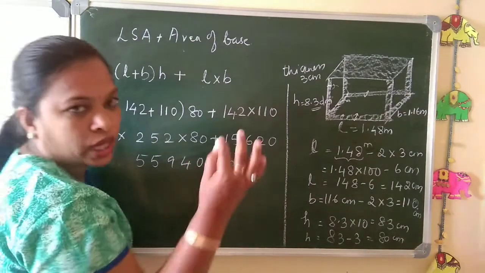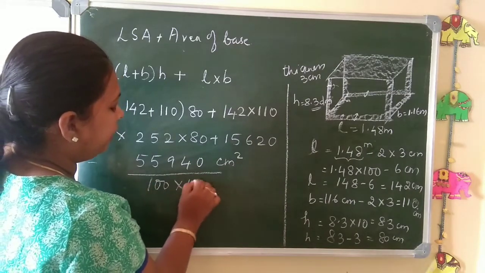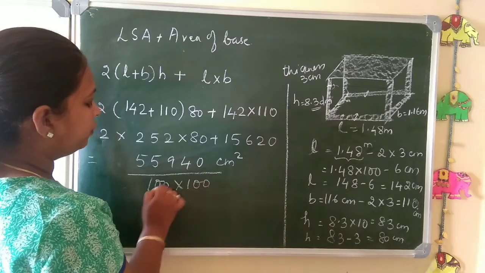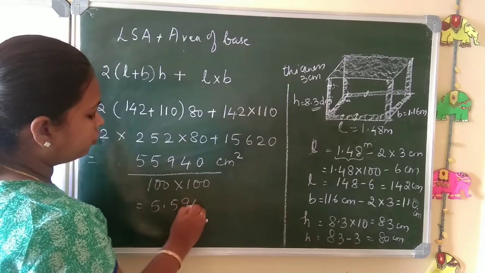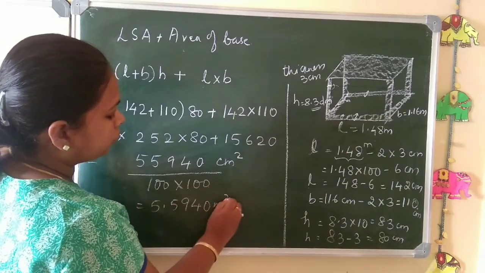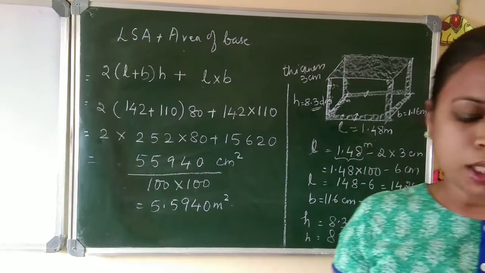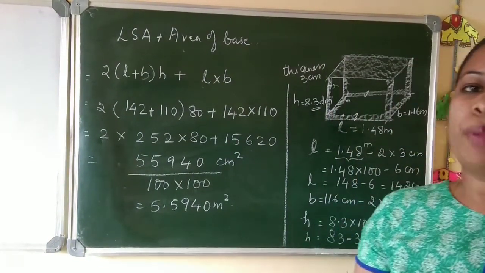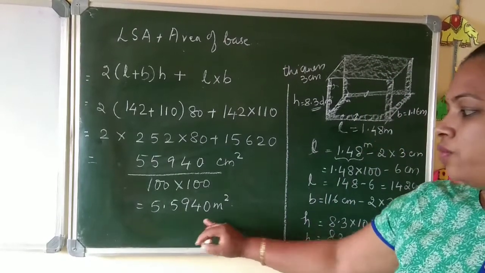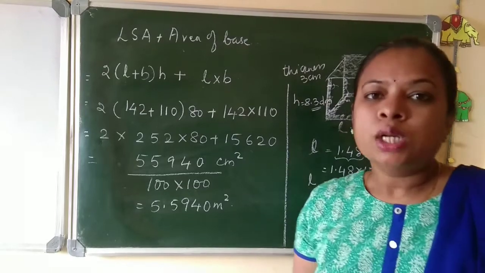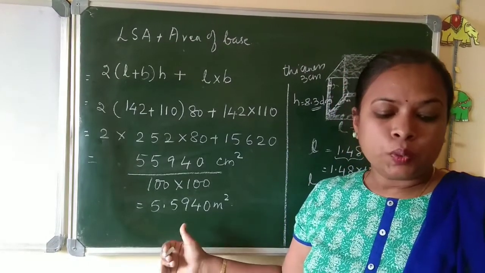So now if you want to convert this into meter square, you need to divide it by 10,000. So 1, 2, 3, 4 zeros. So it will be 5.5940 meter square. And what's the next part of the question? The next part of the question is the cost of painting it is rupees 50 per meter square. So now we have converted it into meters.